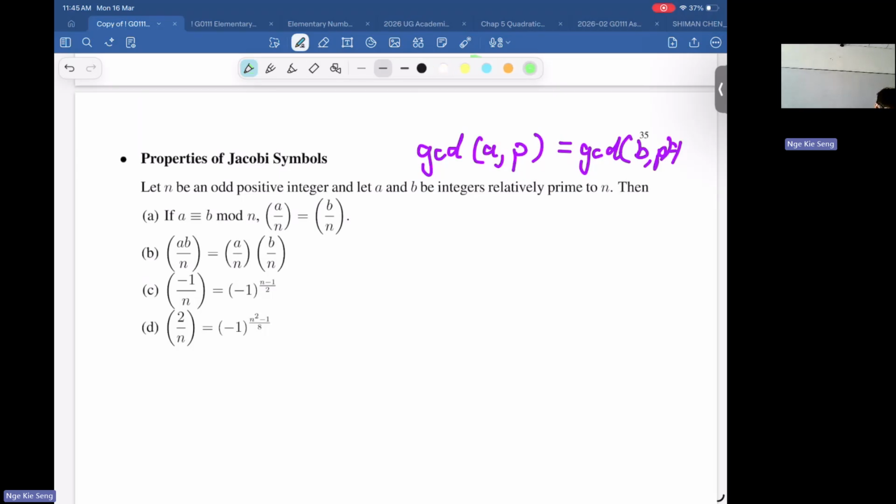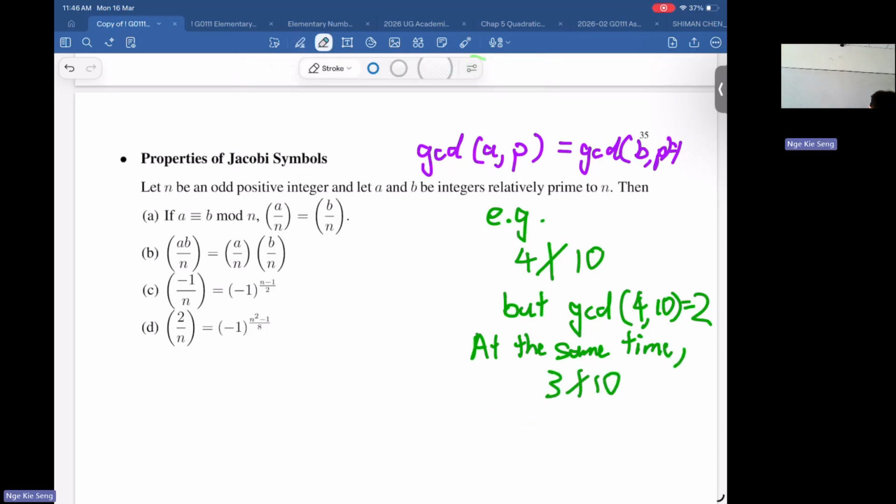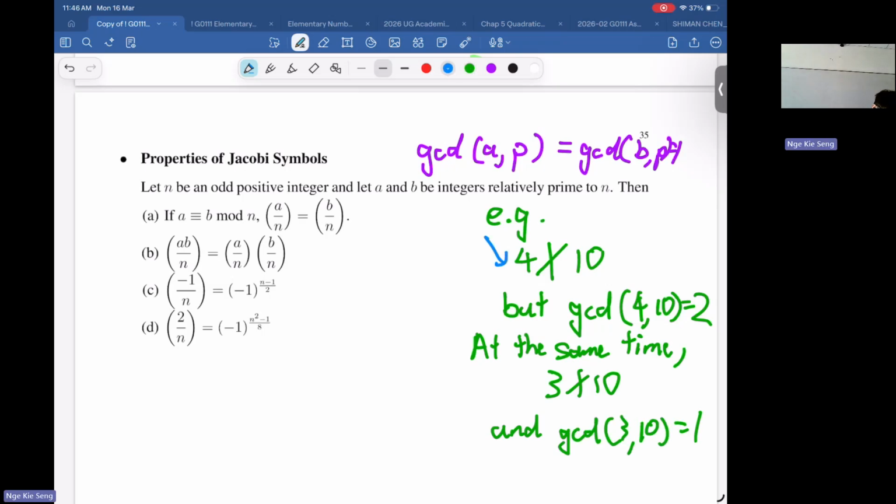So maybe I can give you some examples. 4 doesn't divide, let's say, 10, but the GCD between 4 and 10 is 2. At the same time, 3 doesn't divide 10, and the GCD between 3 and 10 is 1. So here we can see that 4 is not prime, and 3 is.